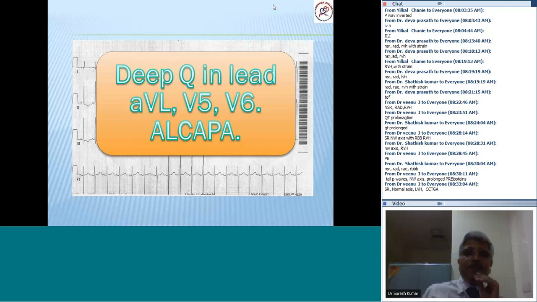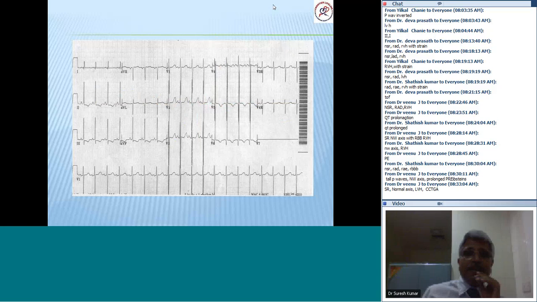This is a child. See the AVL. You have a very deep Q wave, and look at V5, V6. You have a very deep Q wave. What would slightly mislead you is the height of the R wave in V5, V6. But remember, ALCAPA often has significant mitral regurgitation and it's a dilated ventricle. So therefore, finding a prominent R in V5, V6 is not at all uncommon. You should definitely not think of corrected transposition when you're seeing a good Q wave in V5, V6.